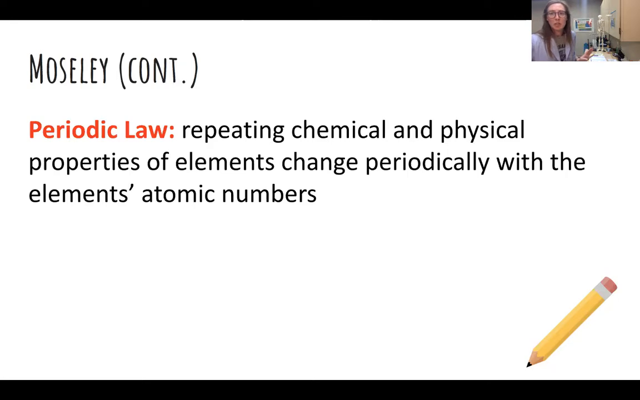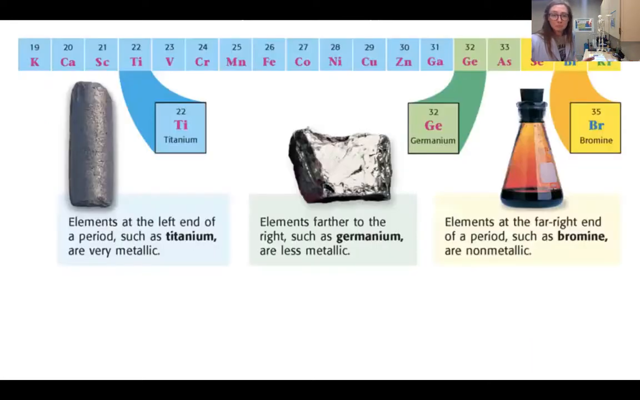It's easier to look at an example than at this obtuse definition. Here we have a period of the periodic table, a particular row. We're starting over here with potassium and moving all the way across the periodic table to krypton. And what we see happening is an example of periodic law.